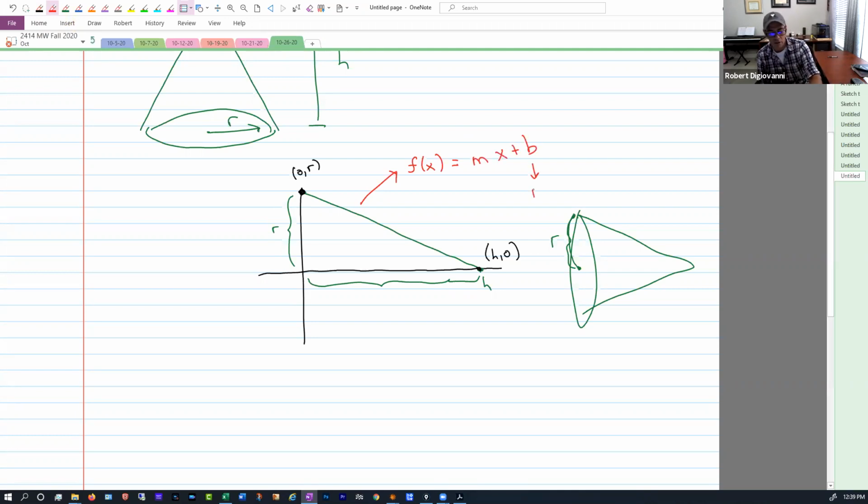So I'm going to look at this line as mx plus b. I know b is r. Do I know the slope of this line? Rise over run, right? If I take 0 and subtract r, I get negative r. Over the run, if I take h and subtract 0, I get h. That's my slope. So that is the function.